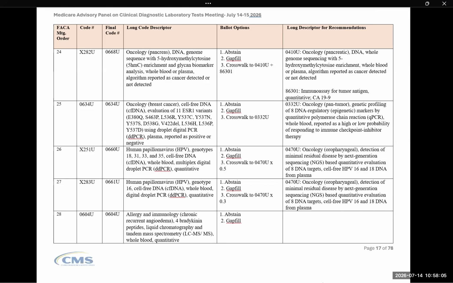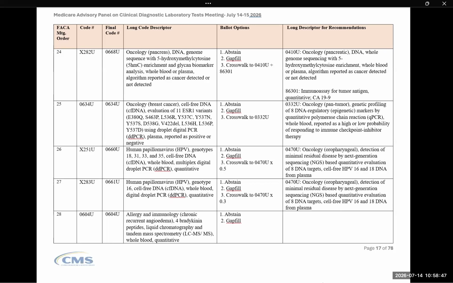So this is a multiplex droplet digital PCR of cell-free HPV 18, 31, 32, and 35 in the blood. There's no existing code that shares this HPV ddPCR methodology. The recommendation is gap fill. The alternative is crosswalking to a fraction of the NGS-based 0470U, which doesn't reflect the droplet digital PCR resource profile, but remains a valid alternative in this case.